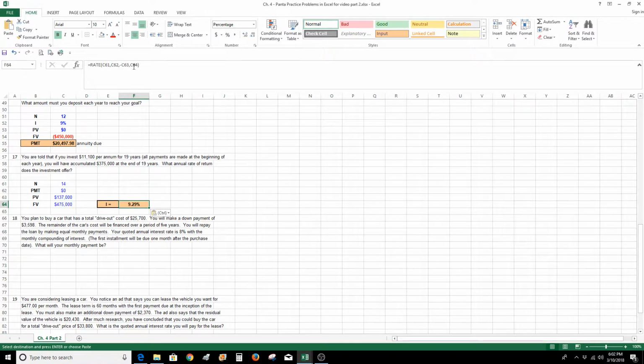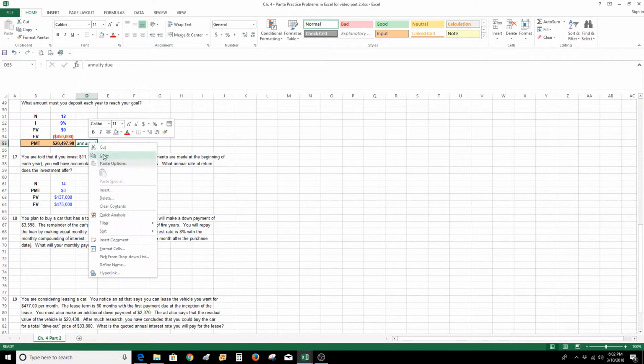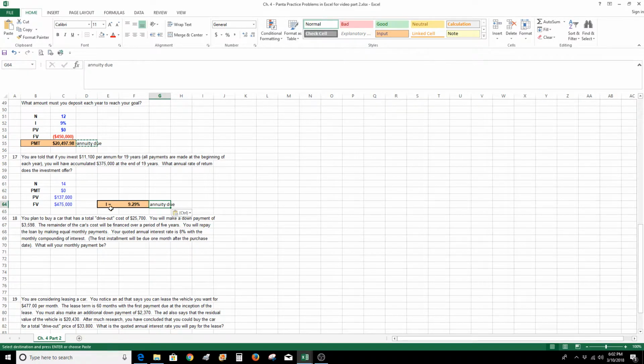This is an annuity due, so I'm going to go ahead and put the comma 1 for the type and bring that over here. You're told that you invest $11,100 per annum for 19 years. So your future value is $375,000. And just change your payment to a negative. You see the arrow right here. So if you change your payment to negative, that's telling you that the interest rate is 5.48%.